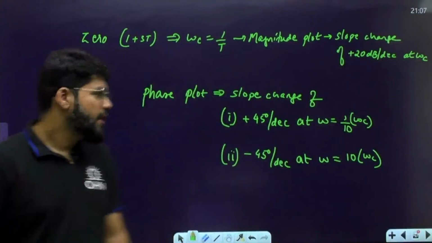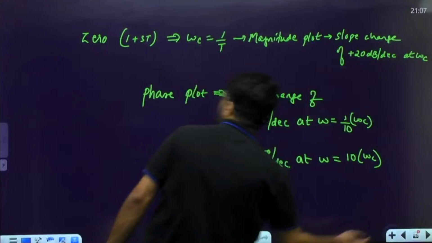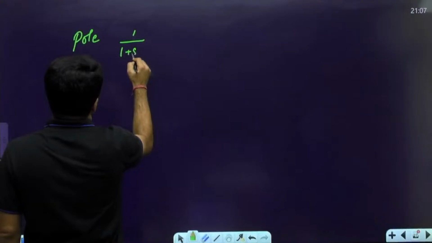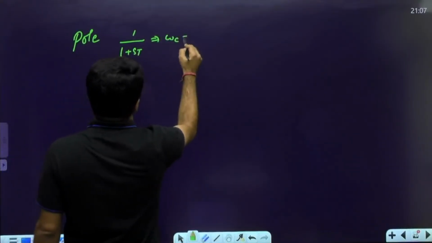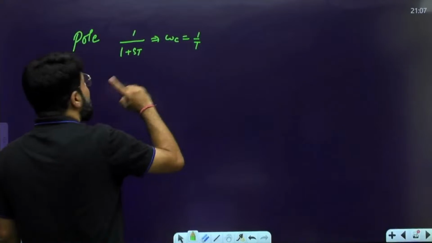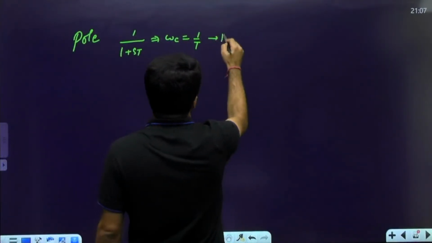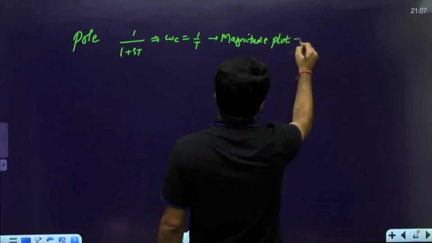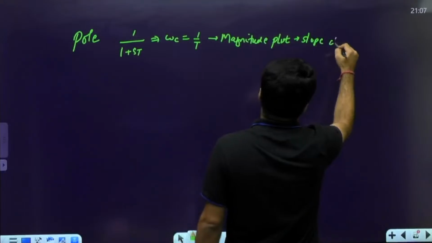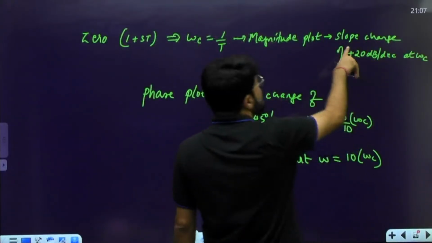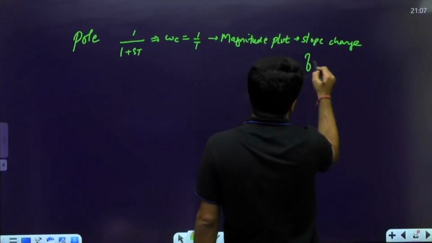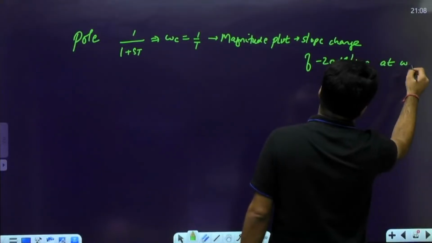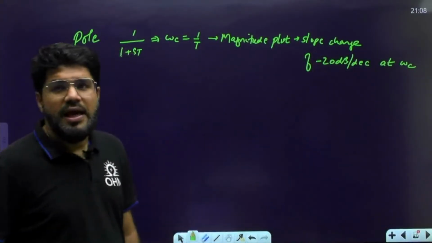Correct. Now, if there is a pole term, that means 1 upon 1 plus st, what is the corner frequency? Same formula, 1 upon t. What happens in the magnitude plot? Let us revise. In the case of a zero it is plus 20. In the case of a pole, there is a slope change of minus 20 decibel per decade at that corner frequency, at omega c.